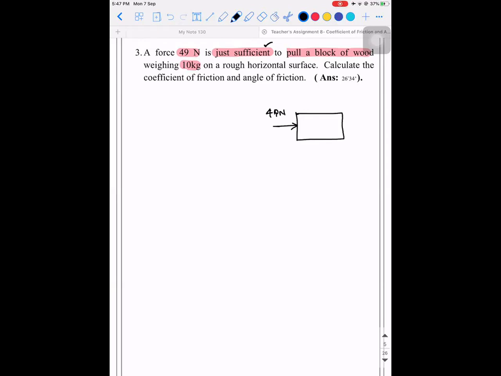Let's not concentrate on force. Let's try to see what is happening to the block because of the floor. Just sufficient to pull a block of wood of mass 10 kilogram on a rough horizontal surface. Calculate the coefficient of friction. Angle of friction we will calculate later. So what do you mean by the coefficient of friction? Again, same thing. 49 is equal to mu into N. Tell me which mu are you finding here? The coefficient of kinetic friction, sir. No, it is static.